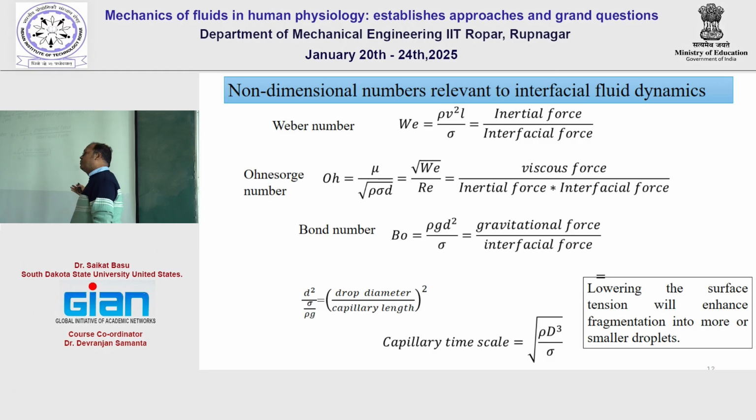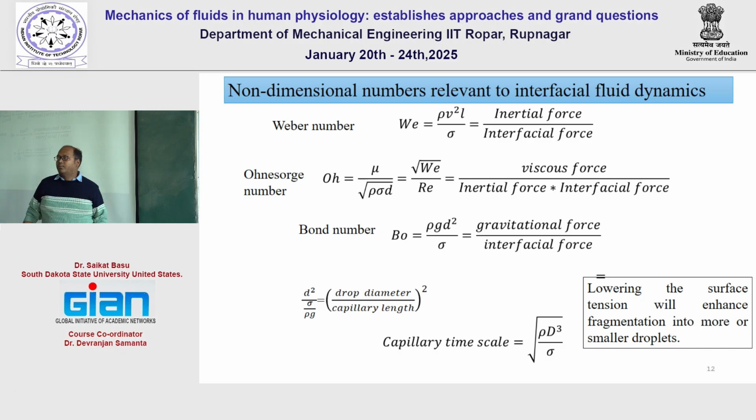But let's say we also want to change to different kinds of fluids with varying viscosity. Then the Ohnesorge number, you can see, is the ratio of viscous force to the product of inertial force and interfacial force. The formula is this, and it can also be expressed as the square root of the Weber number divided by the Reynolds number.